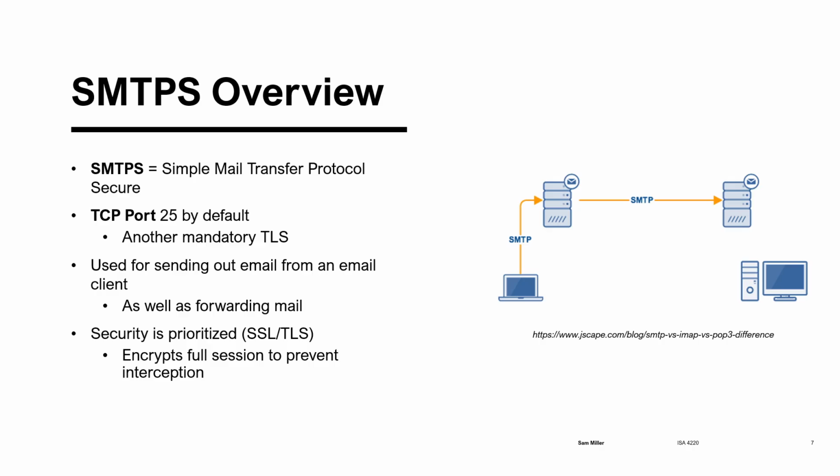So as we can see on the right-hand side of the presentation, another graph I pulled from the security blog Jscape, it's showing where SMTP comes into play. We want to make sure that that's secure when we're sending it from server to server, making sure nothing is intercepted as much as possible. And through that, we are complying with confidentiality and integrity.